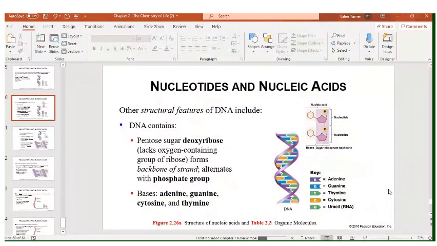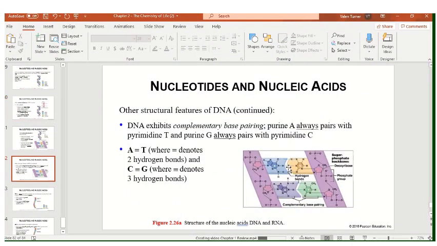These slides are just repeating what I said. DNA has deoxyribose as a sugar, has bases adenine, guanine, cytosine, and thymine, has a double helix arrangement. And what's holding this double helix together? It's really the bonds between the bases of the nucleotides.